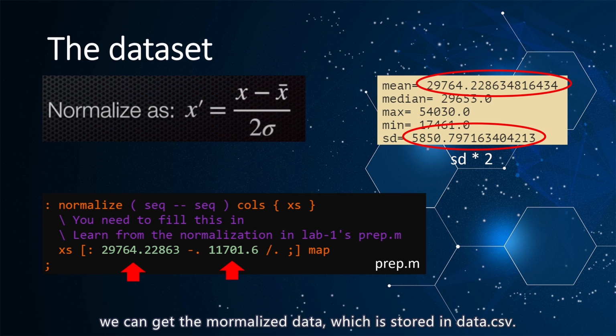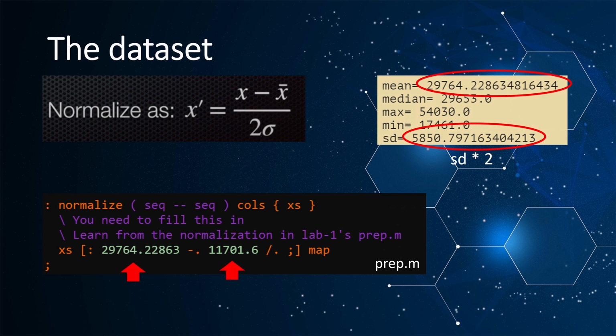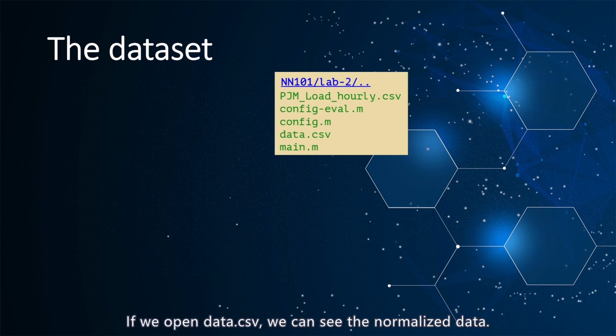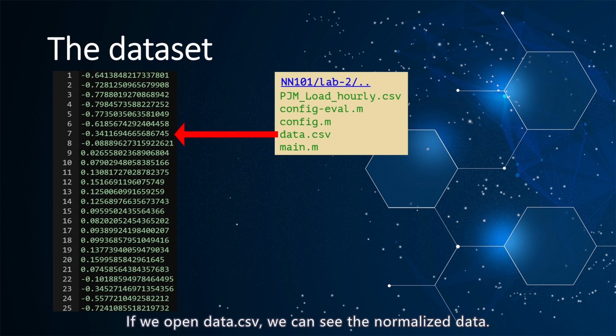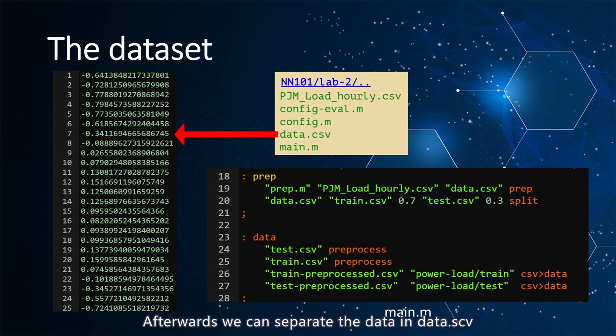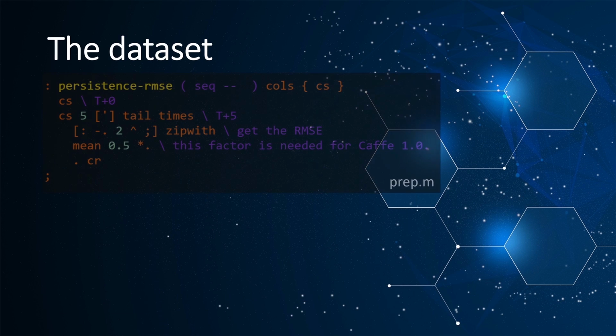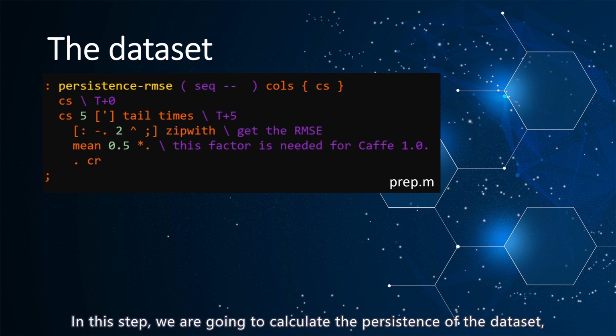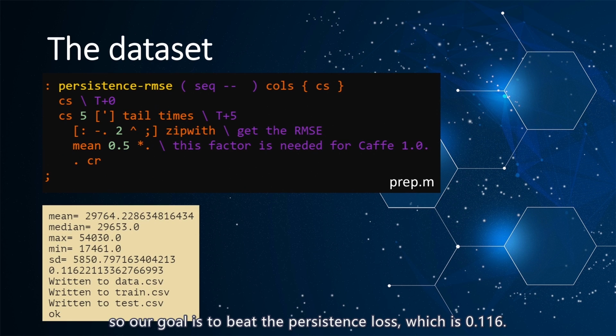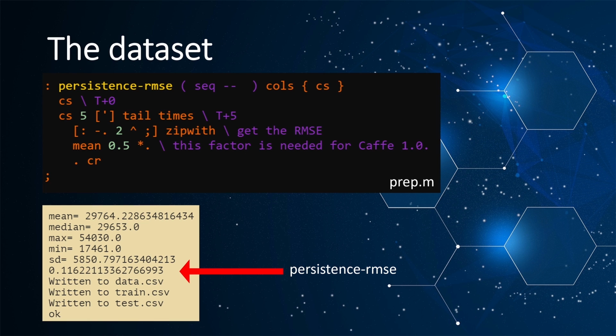We can get the normalized data, which is stored in the data file. If we open the data file, we can see the normalized data. Afterwards, we can separate the data in the data file for training and testing after we run the pref.m. In this step, we are going to calculate the persistence of the dataset. Our goal is to beat the persistence loss, which is 0.116.